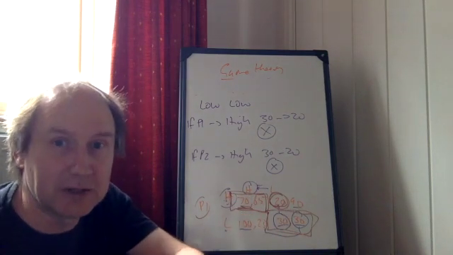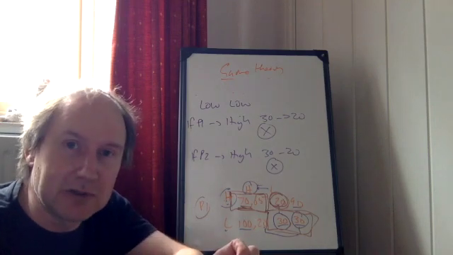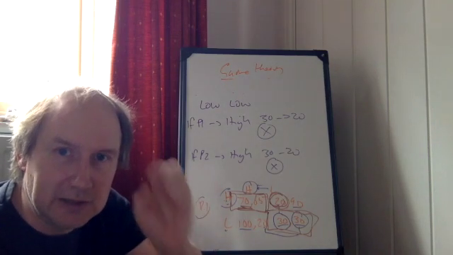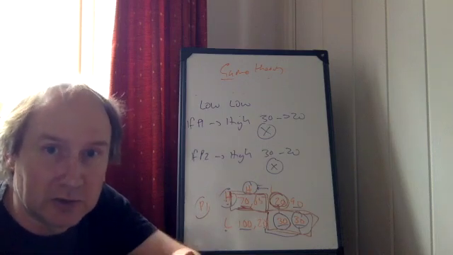So oligopoly is a complicated market structure. But in terms of what you need to understand here, can you interpret a matrix? Can you find the Nash equilibrium? If you can do that, that's the key.